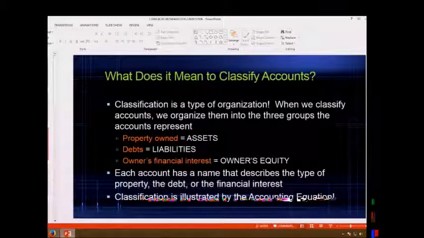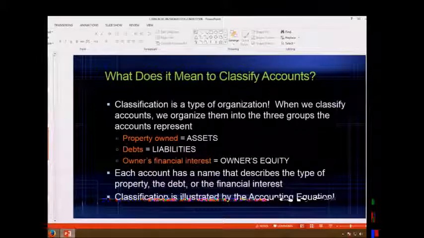All right. What does it mean to classify accounts? We've talked about this before. Classification is organization, right? It just means that we're organizing things into groups. And we already know we have assets, we have liabilities, and we have owner's equity. If you did your chapter 2 discussion questions, you defined all of those for me, right? That was on your discussion questions, what each one of those means. So we're organizing our accounts into groups, right?